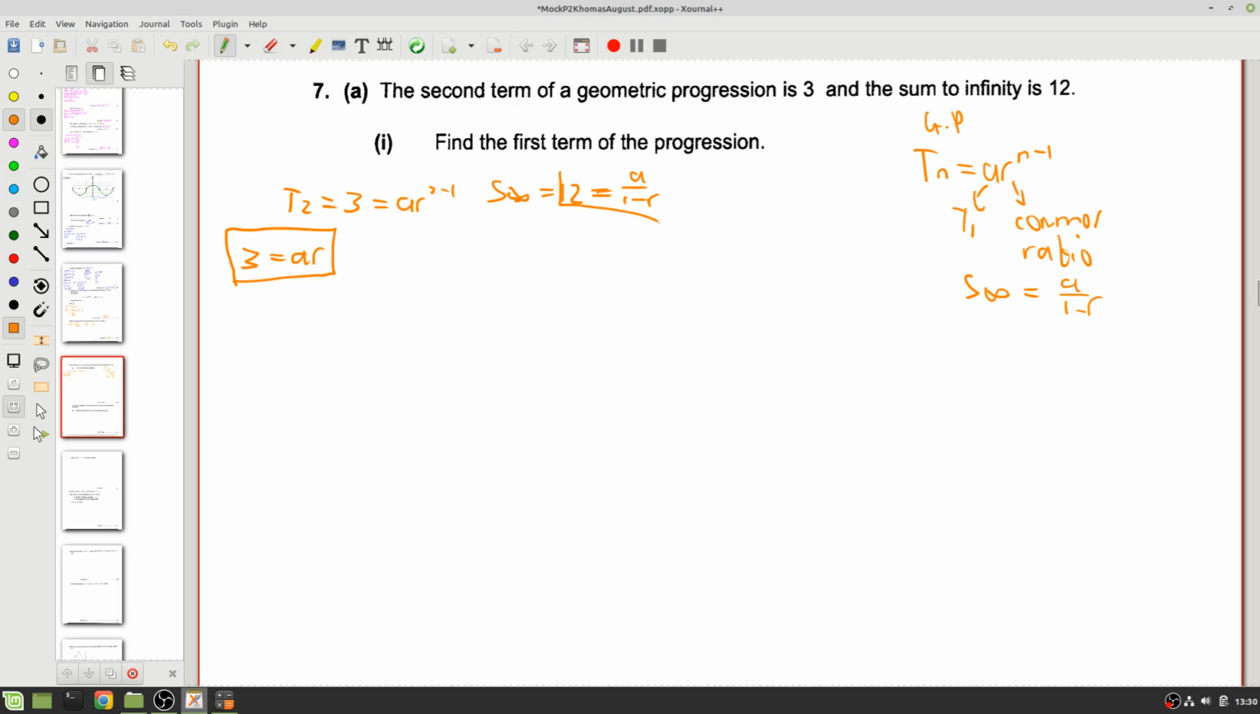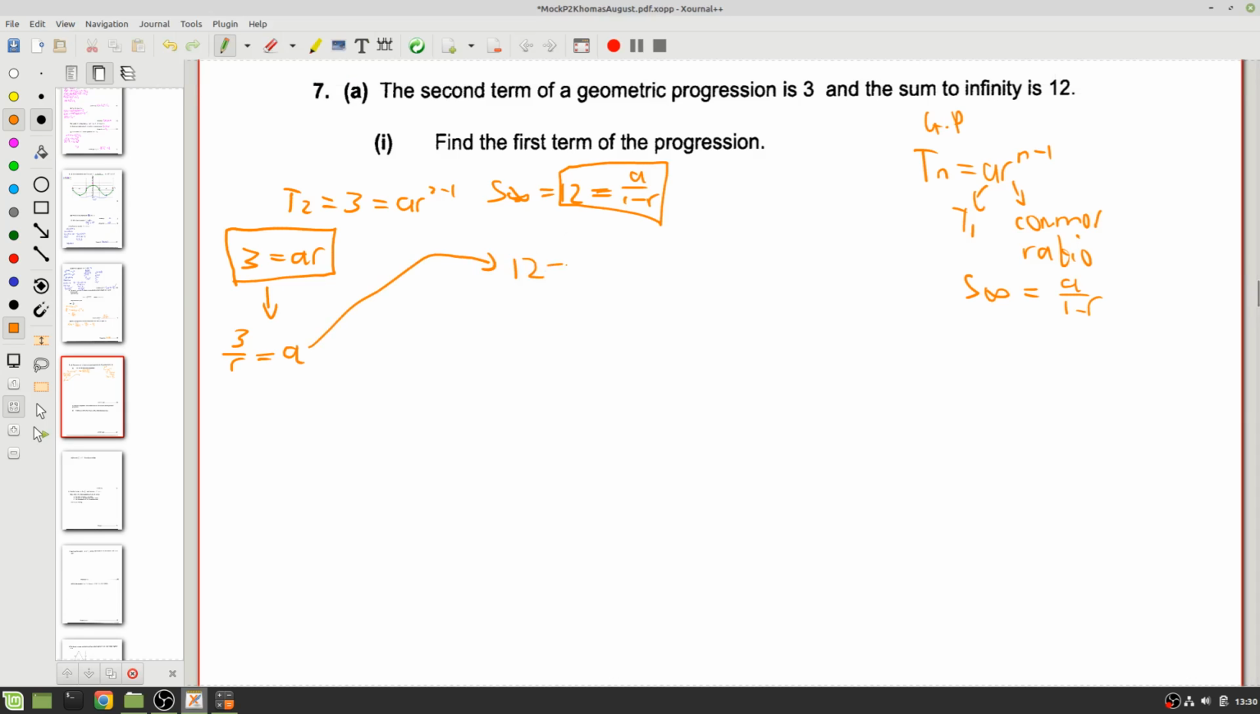Okay, so here we have a second formula, a second equation. And now we can solve these two simultaneously. So let's say we want to get a by itself. In this one, we just divide both sides by r, and we get 3 over r is equal to a. And now we can substitute this into that equation.